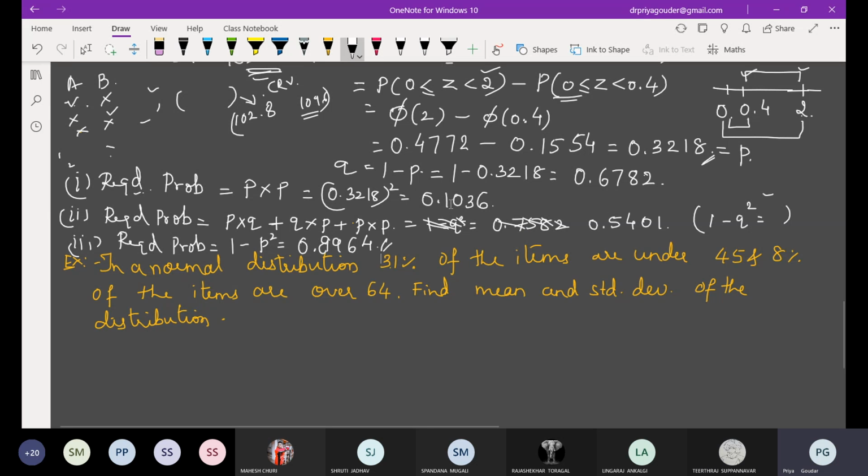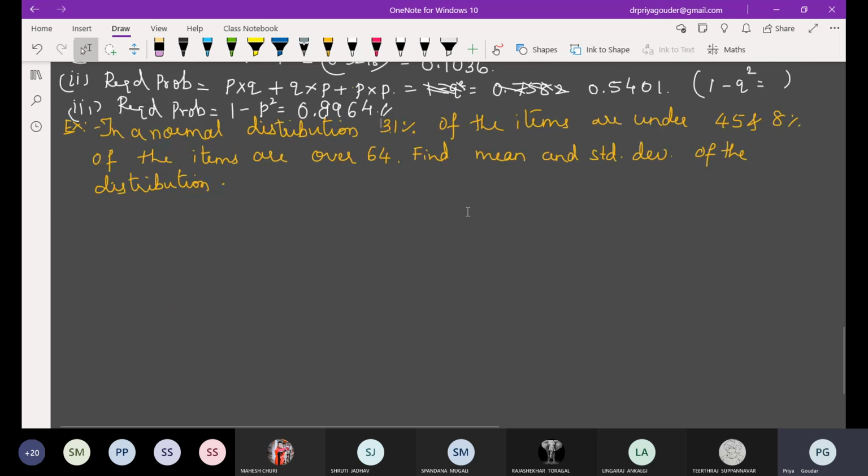Yes, hope this example is clear. This is from the model question paper, which involves two random variables, continuous as well as discrete. Take the last example for this module. This is one of a little typical type. You need to understand it properly. Write down: in a normal distribution, 31% of the items are under 45 and 8% of the items are over 64. Find the mean and standard deviation of the distribution.